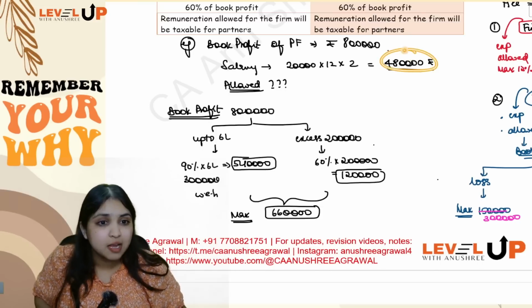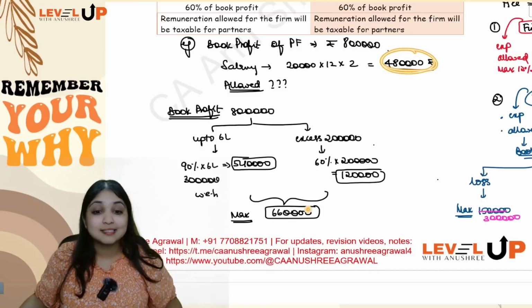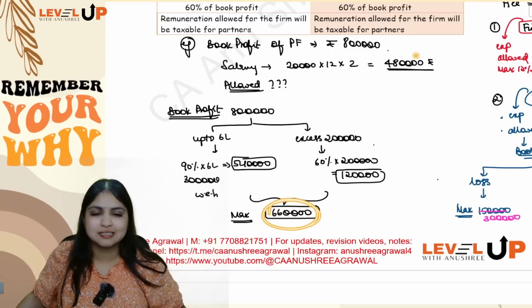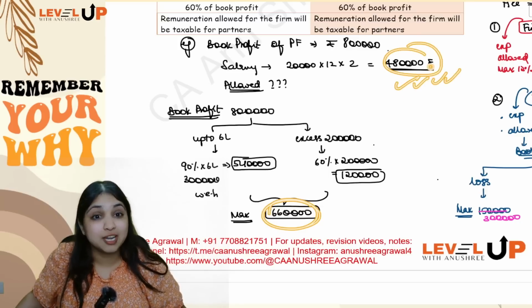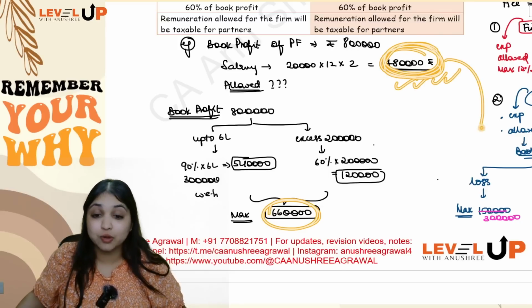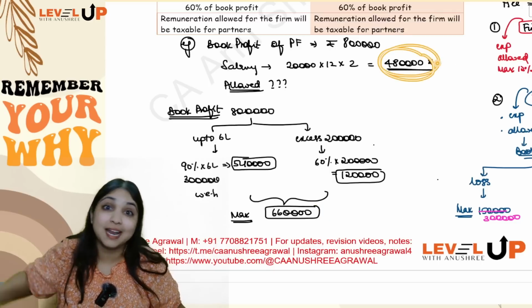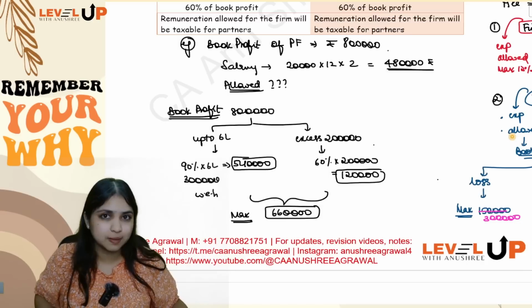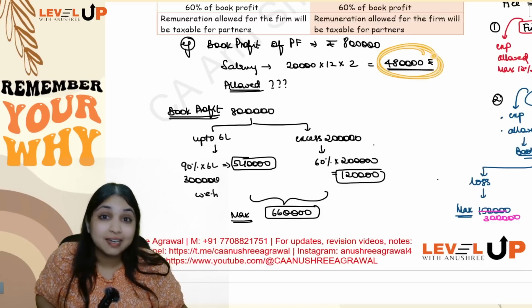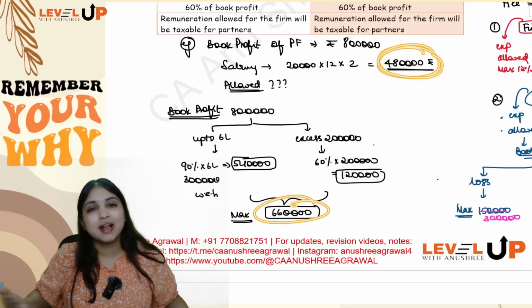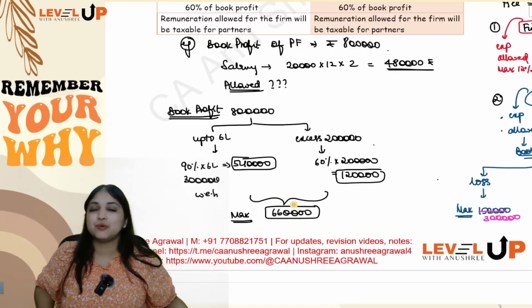In my example, firm was paying only 4 lakh 80. It was within the limit of 6 lakh 60. So 4 lakh 80 will be fully allowed. But if this salary was more than 6 lakh 60, like for example, let's say firm was paying 10 lakh salary to the partners, we would have allowed only 6 lakh 60, balance would have been disallowed.